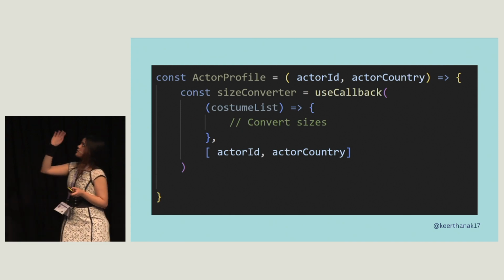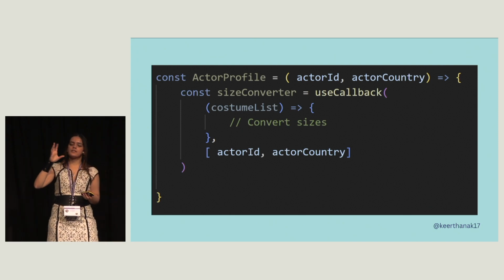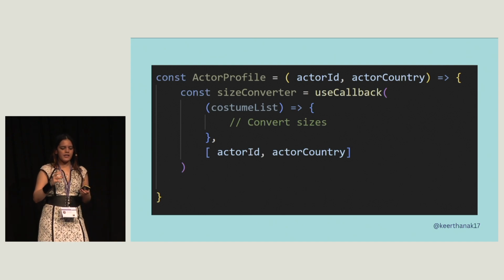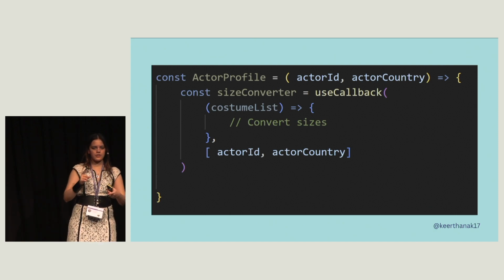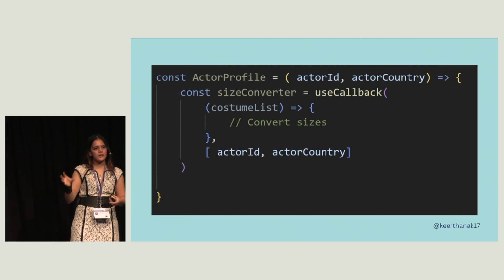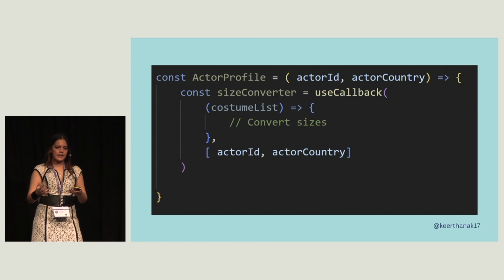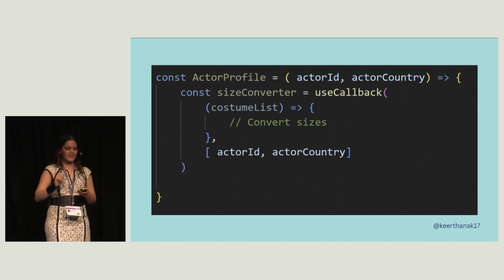So I have an actor profile, and I want to do a size conversion for an actor. So what would change? Every time the actor changes, or every time the target country changes where the actor is, I want that size conversion to happen again. Those should be the only two cases where that method is re-created. Until then, okay, I missed something, my bad.